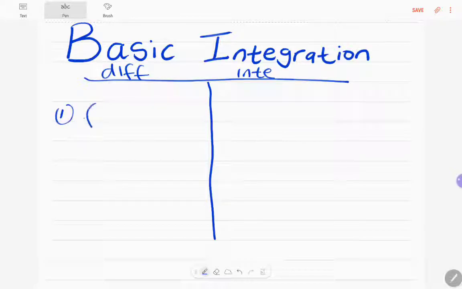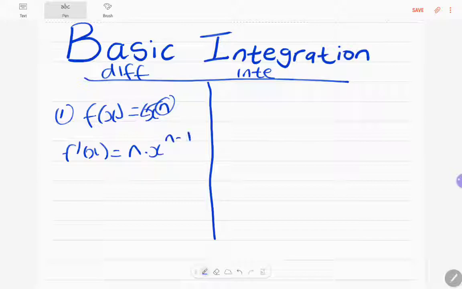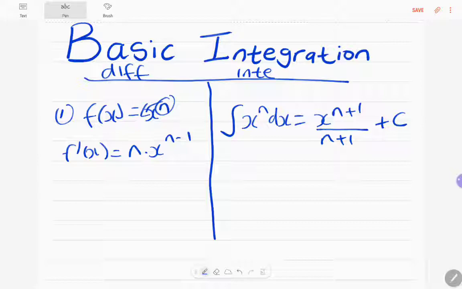We had a rule that said f of x is equal to x to the power n. The derivative of this, the n will come to the front: n multiplied by x to the power n minus 1. Now when we come to integration, it is different. This is the symbol that represents an integral sign, integral of x to the n dx. Here it is different. Instead of subtracting, we now add. And instead of multiplying, we divide by the new exponent, which is n plus 1, plus c. C represents a constant.